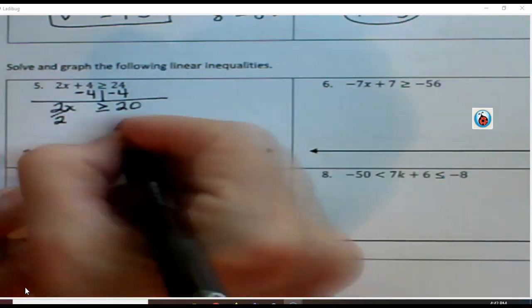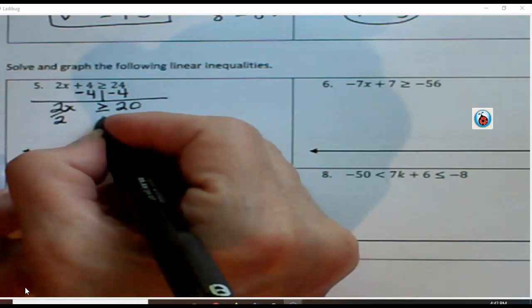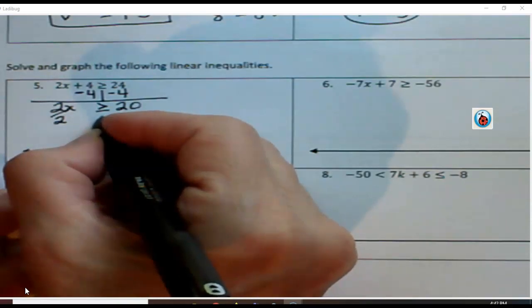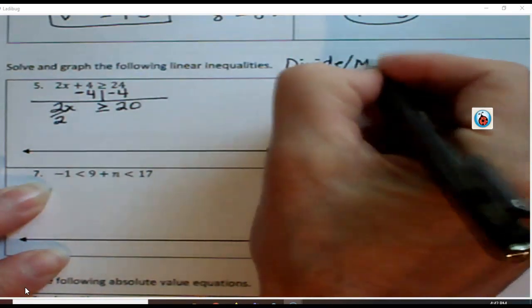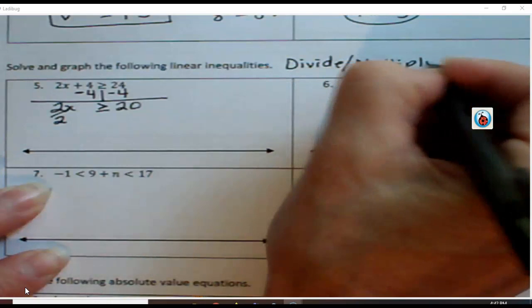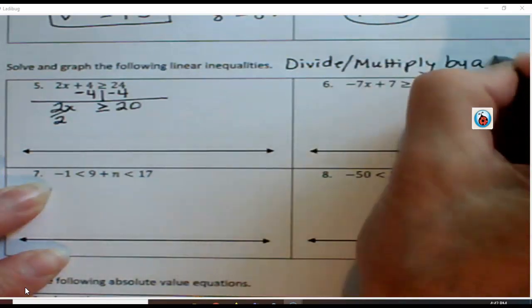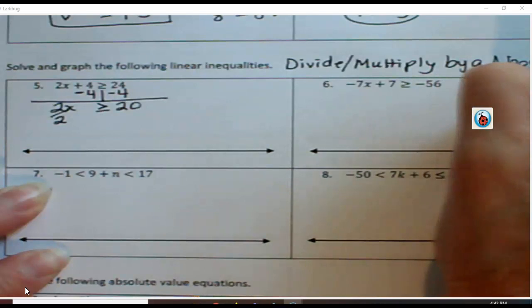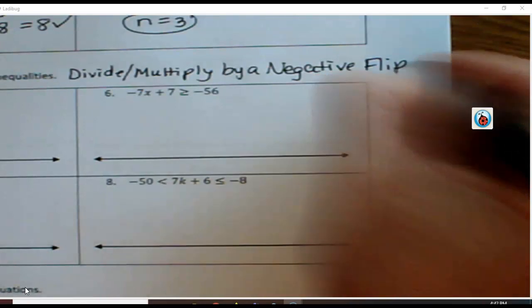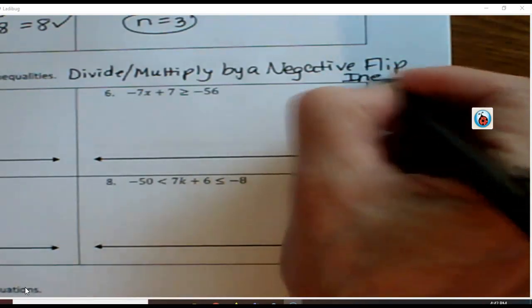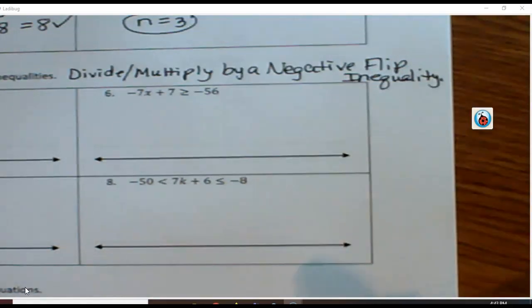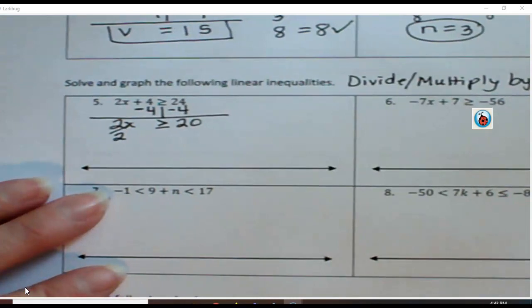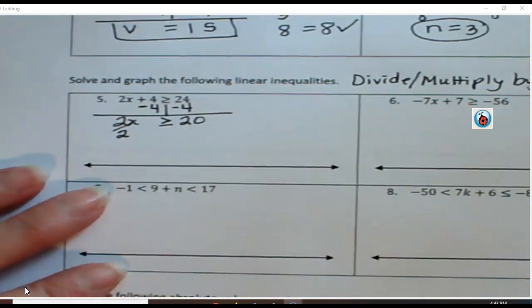Divide is the last step. Remember, when you're doing inequalities, the one thing you have to worry about is if you divide or multiply by a negative. Divide or multiply by a negative, flip the inequality. Okay, everything else works the same as the equations above. Okay, so divide or multiply by a negative, flip the inequality.